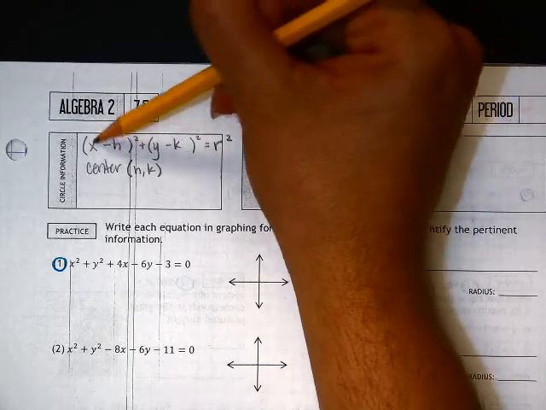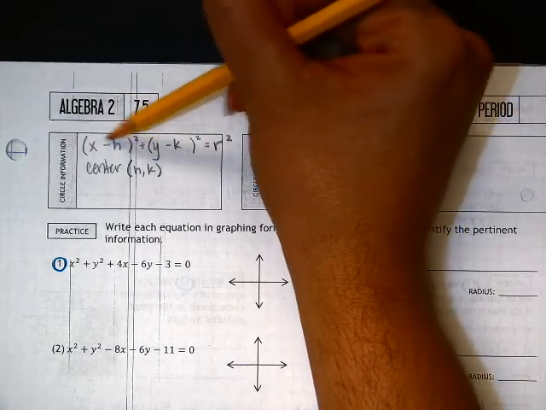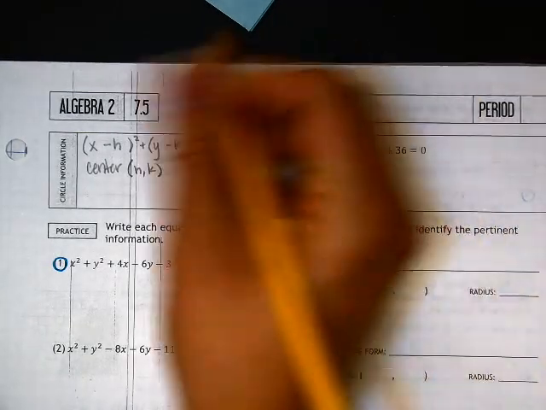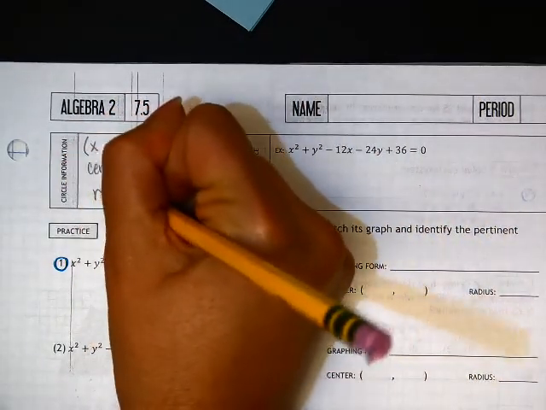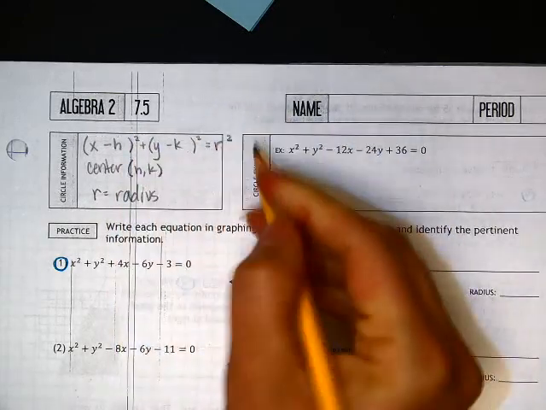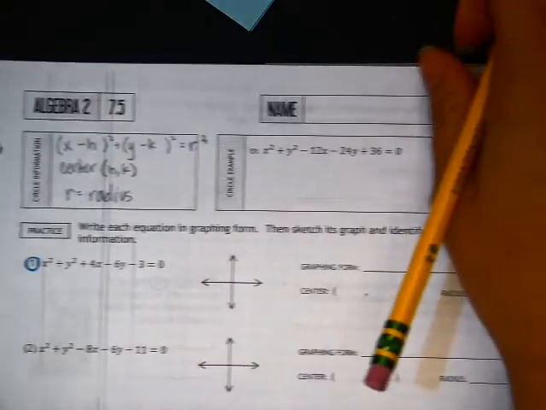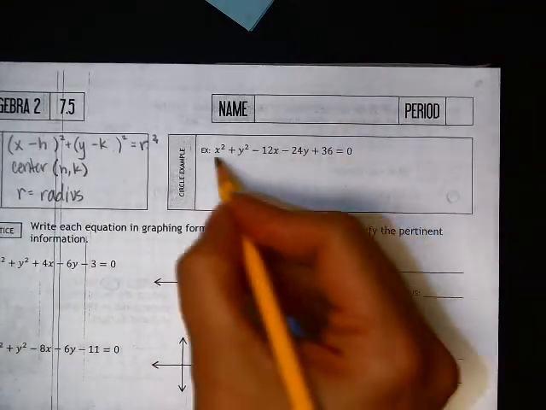So we always want to make sure that we're finding an x value for our center that makes those guys zeroed out. And then this here is our radius, so the r is equal to the radius. Now notice this does say radius squared, so we need to consider that. So let's go ahead and look at the example that we have here.